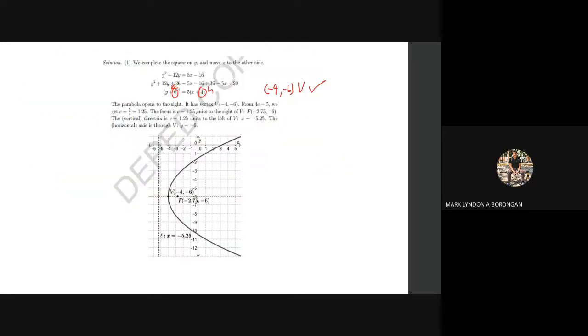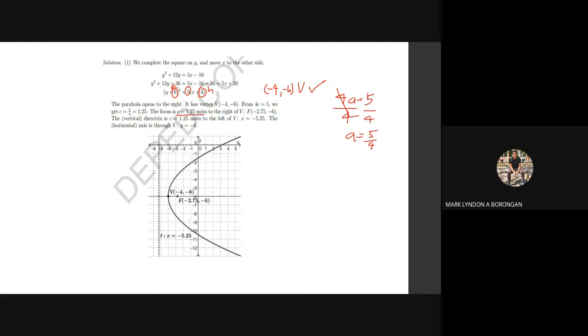How do we determine the focus? We will base it on the multiplier here. The multiplier is 5, so we equate it to 4a. So, 4a is equal to 5. Divide both sides by 4, so our a will be equal to 5 over 4. If we put this in our calculator, 5 over 4 is just equal to 1.25 units. So, from the vertex, you count 1.25.